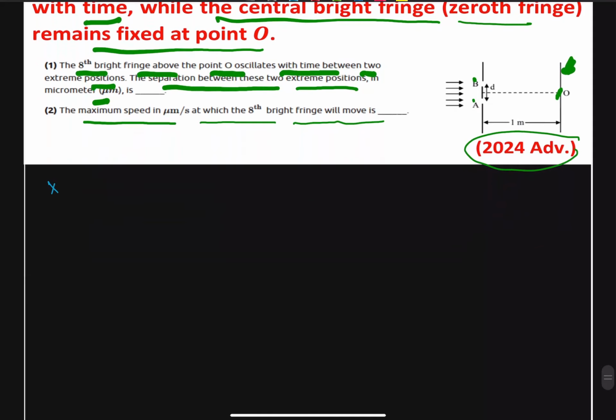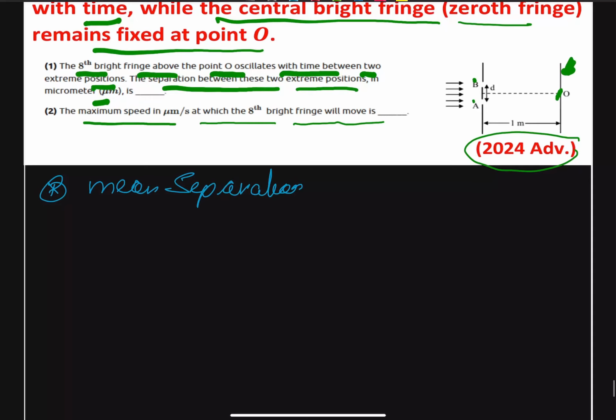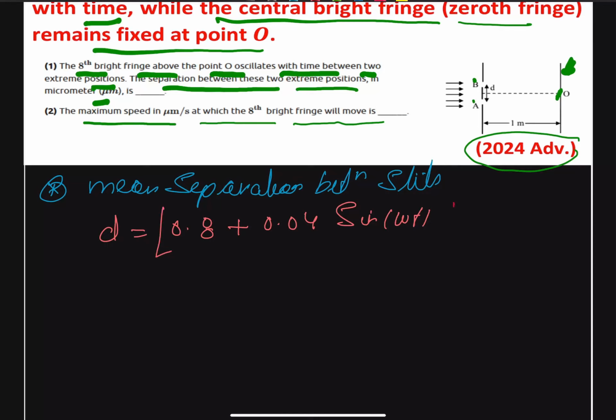So we are given that mean separation between the slits, that's our d, is equal to 0.8 plus 0.04 sine of omega t, and omega is given to us, that is about 0.08 radian per second, and the distance of the screen is given as 1 meter. Wavelength is also given.